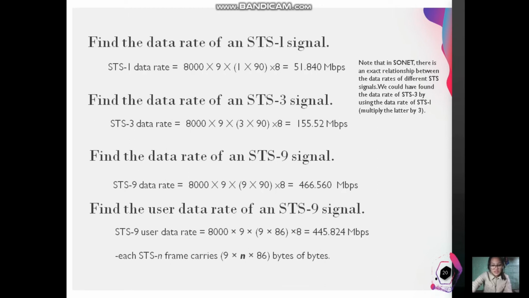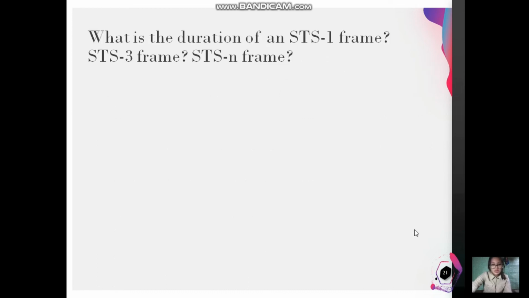Each STS-n frame carries n times 9 times 8 times 86 bits, and Sonnet sends 8,000 frames in each second.